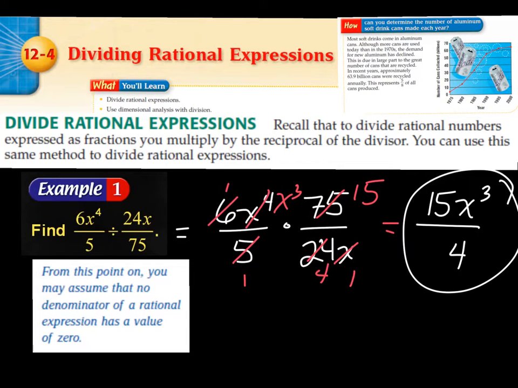And just a reminder, in the last lesson, they let us know that from this point on, you may assume that no denominator of a rational expression has a value of 0, so that we don't have to worry about stating the excluded values on these.